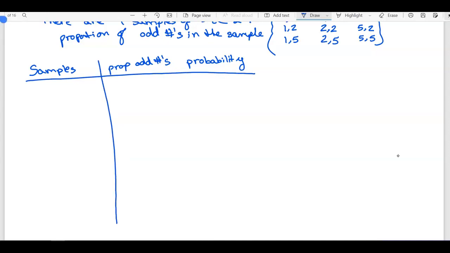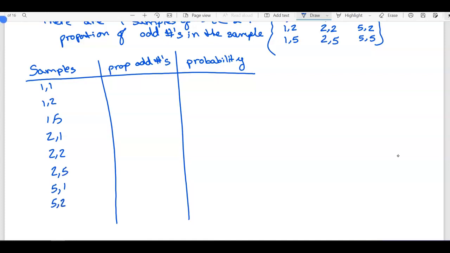I'm going to list all of these different samples. We had 1,1; 1,2; 1,5; 2,1; 2,2; 2,5; and then 5,1; 5,2; and 5,5. And we're going to look at, in each individual sample, what's the proportion that's odd?